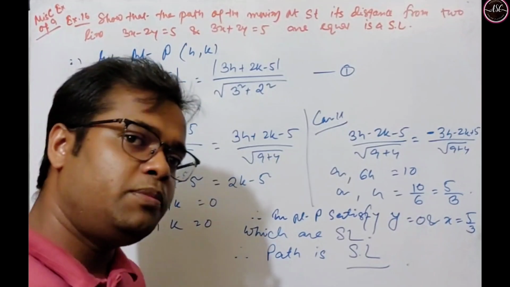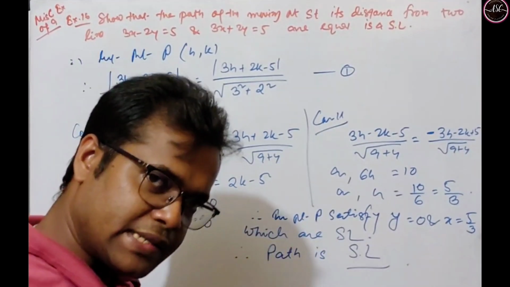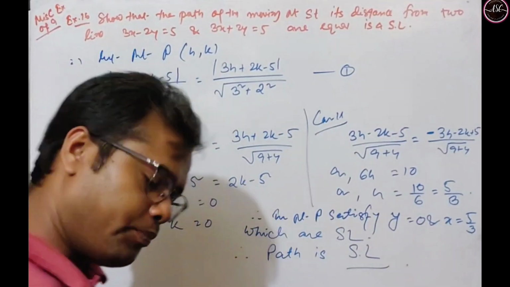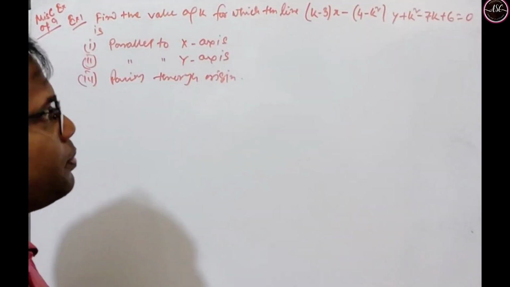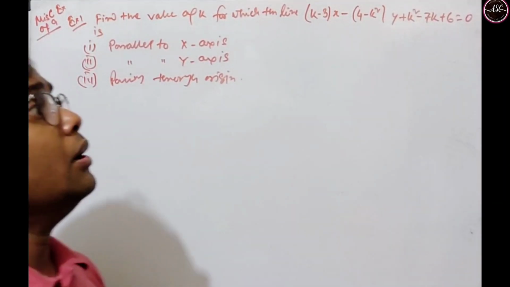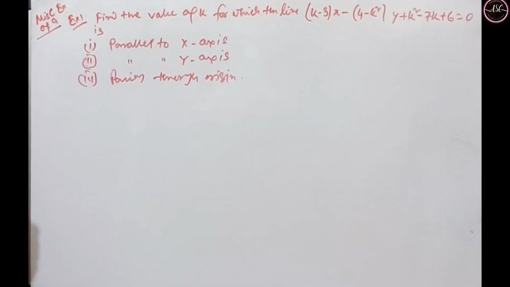Now we will solve the miscellaneous example. Today we will solve up to example exercise 9. Okay, in the next part we will do the rest. Now just look at this question. Find the value of k for which the line (k minus 3)x minus (4 minus k square)y plus k square minus 7k plus 6 equal to 0 is parallel to the x axis.